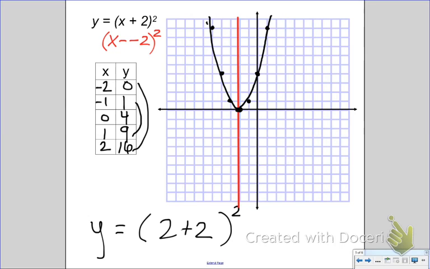Now, this is why I don't like plugging things in a T-chart, because you guys like choosing these numbers, -2, -1, 0, 1, and 2. But if you do that, it doesn't give you a very balanced picture of what the parabola looks like. It only gives you half of it. So in addition to making this T-chart, you also have to figure out where the axis of symmetry went so that you can reflect points across it in order to make sure you're getting the correct picture.